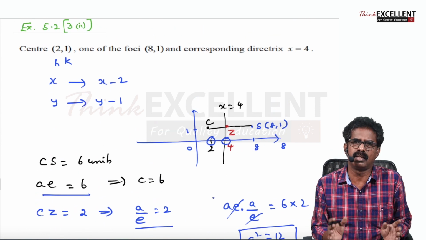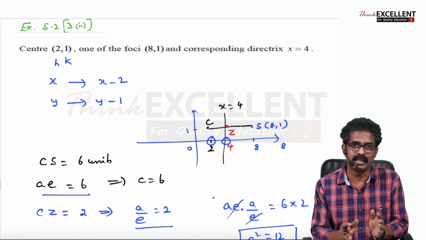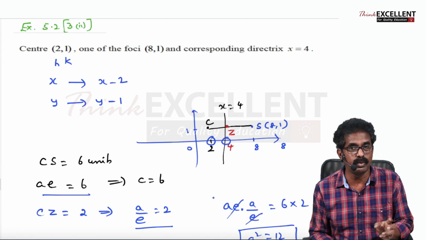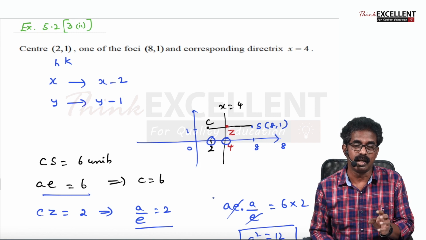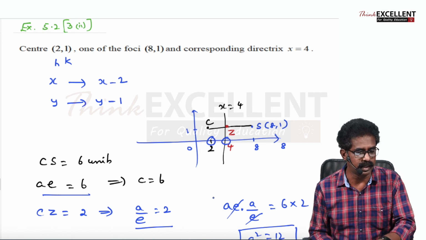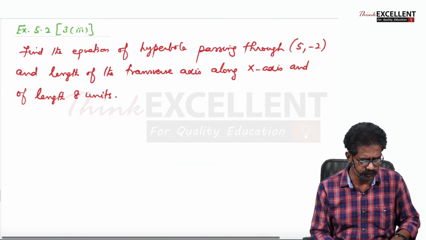So just plot the given information so you can identify which type it is. Then first type or second type, that's the main thing. Then identify the center, that's important. Okay, then only you know whether you have to change x and y. Then you have to find the values of a square, b square and substitute. Okay, now let's go for the third question.